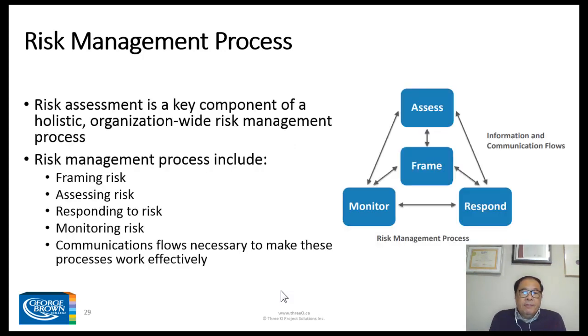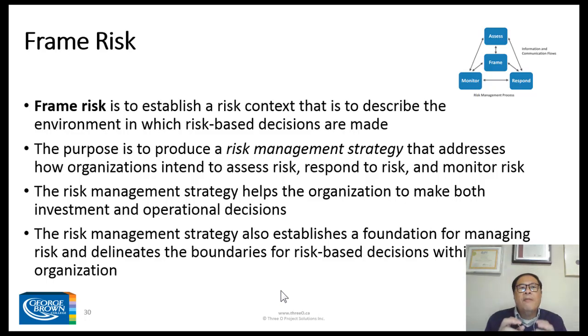Okay, so risk assessment is a key component of a holistic organization-wide risk management process. And the risk management process includes these processes that are mentioned over here: assessing, framing, monitoring, and respond. And we're going to look at each one of them separately. Okay, so what is frame risk? Framing a risk means you want to put risk in the proper context so the audience can understand.